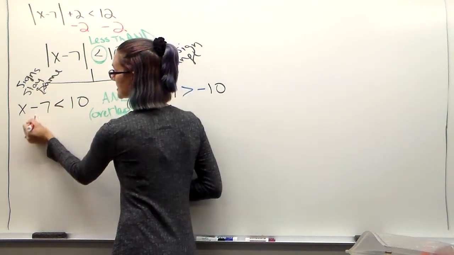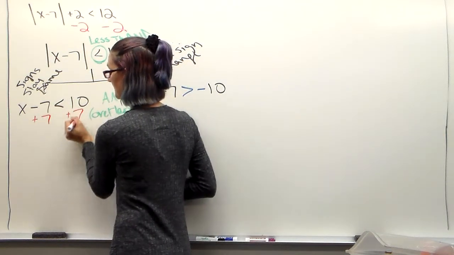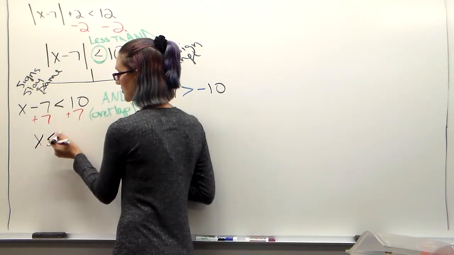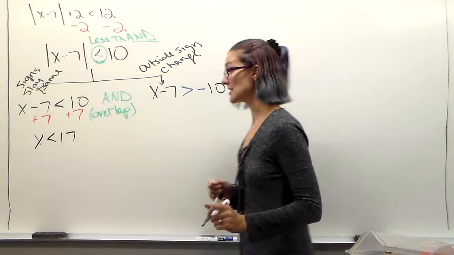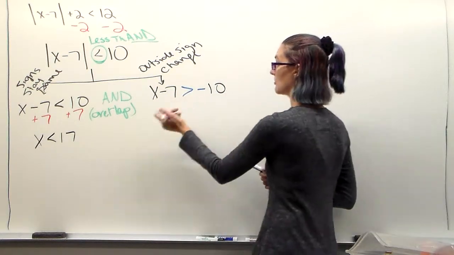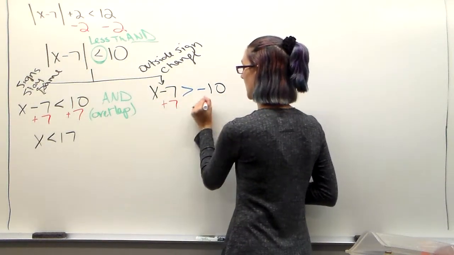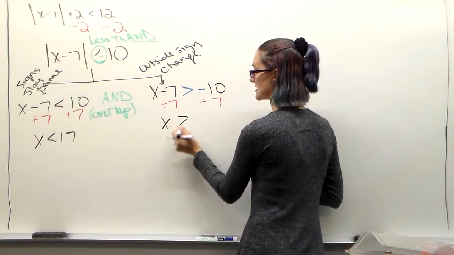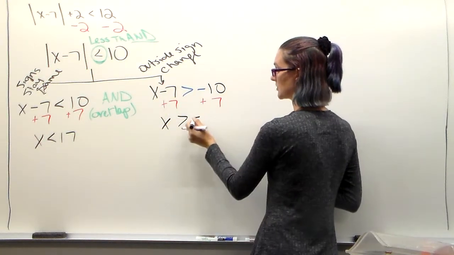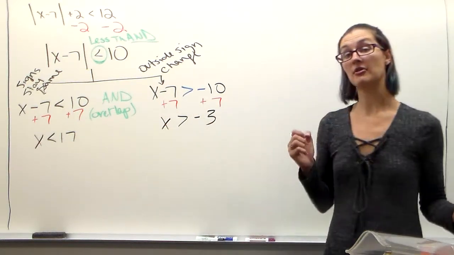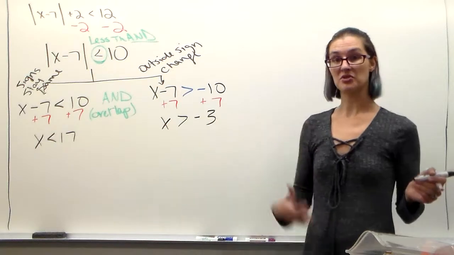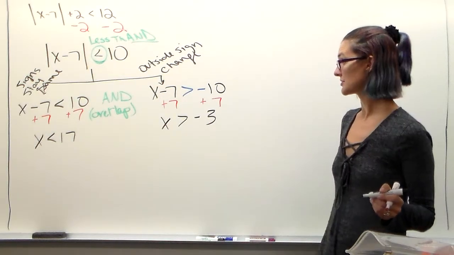7 is being subtracted, I'm going to add it. I can add a number to both sides without changing the inequality symbol. X is less than 17. And over here, I'm going to do the same thing. I'm going to add. Because I'm adding, the inequality symbol should not change. Negative 10 plus 7 is negative 3. Be careful with your signs and numbers. It's really easy to accidentally go through the motions and end up getting the wrong numbers.